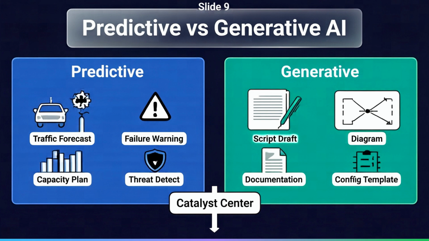Generative AI creates new content, a draft automation script, documentation, a network diagram, a configuration template, or a design proposal. Treat predictive output as a forecast to validate, and generative output as a draft to review and test. Neither removes accountability.